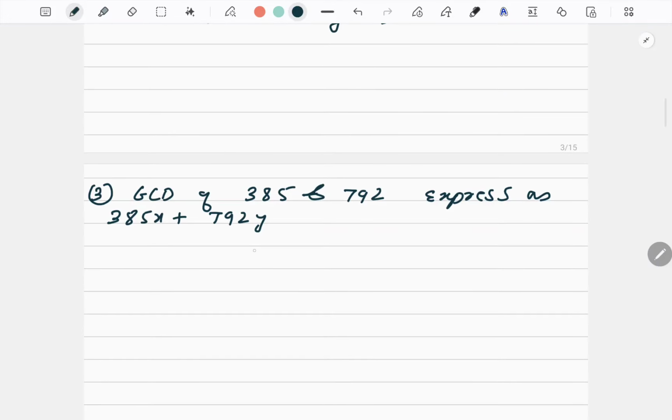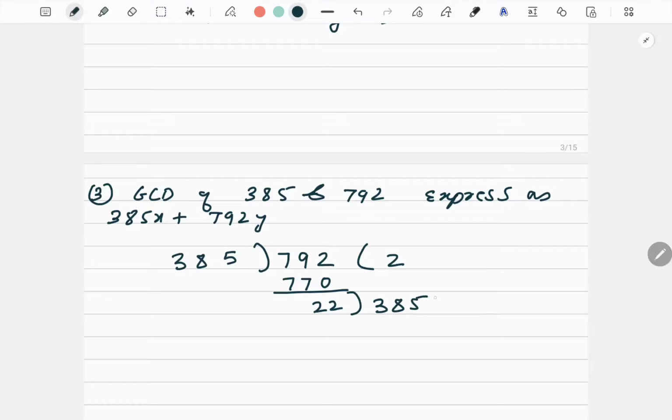Now again start. The bigger number will go inside, 792. And you have 385. Now 385 into 3 will be more than this. Sorry for my bad throat. So multiply it by 2. So 2 if you do, it will be 770. Okay. So remainder is 22. So now 385 will come here.